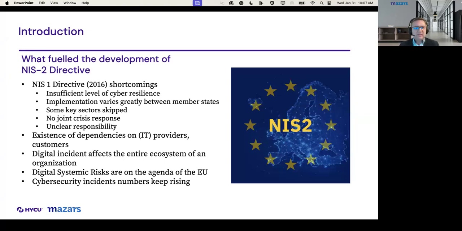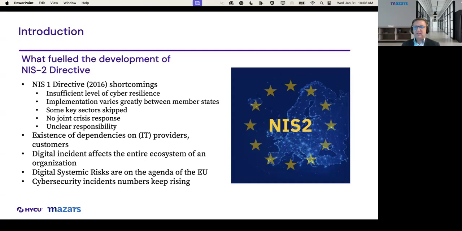So basically, what is behind the development of the NIS2 directive? Well, it's the NIS1 directive, right? The fact is that the NIS1 directive, while implemented in 2016 and being a definite step in the right direction, pretty soon showed certain shortcomings. The first, obvious one was that the main goal was not reached. It provided an insufficient level of cyber resilience, which was the main idea of why the directive was implemented anyway. Then the implementation was varying greatly between member states.